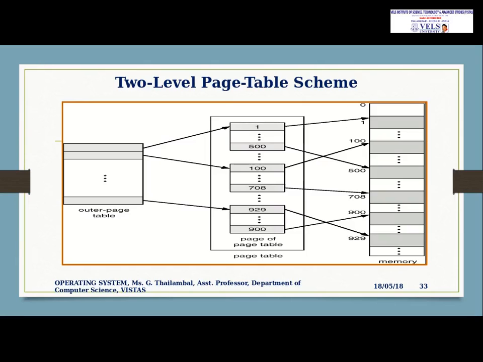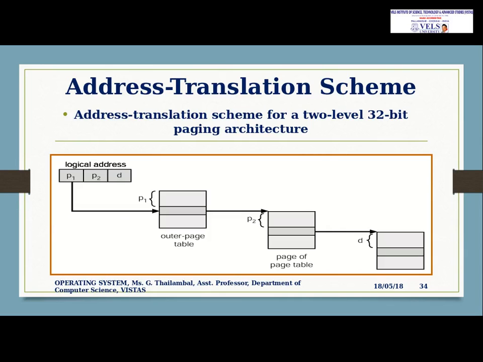And the 2-level page table scheme has been given here. You have an outer page table where you will find 1 to 500 inner page tables are available. From that, whichever one you want, you can access it from the physical memory. In the outer page table itself, you have another set of page table with values from 100 to 708 that can be accessed in the physical memory. And you have any number of 2-level page tables. In the second level, you can have any number of page tables, but the outer page table will be only one level. That is, one page table will be there, and the inner page tables can be any number, right?